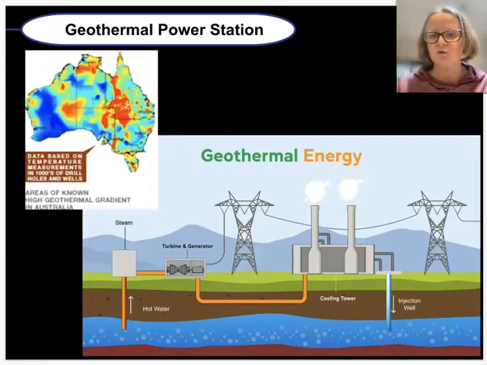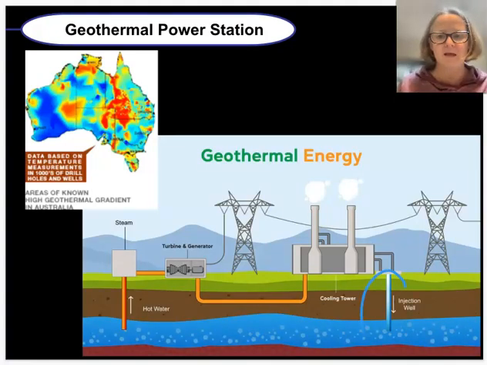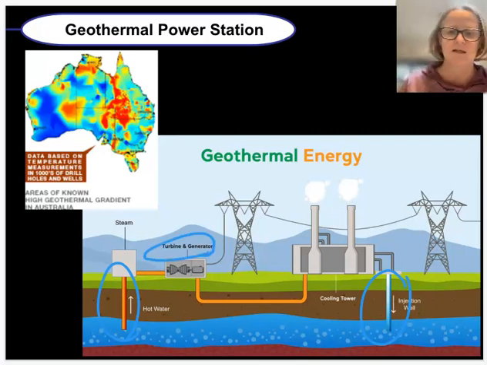One way is to actually use hot water from the ground. This is geothermal energy, and this is a map here of Australia's areas where there's lots of hot rocks fairly close to the surface of Australia. And what you do is you pump water into the ground here, and you allow hot water to leave the ground as steam, and that turns a turbine, generates electricity, which can be fed into the grid.